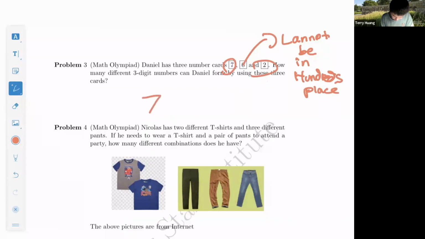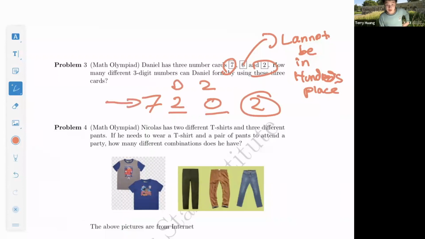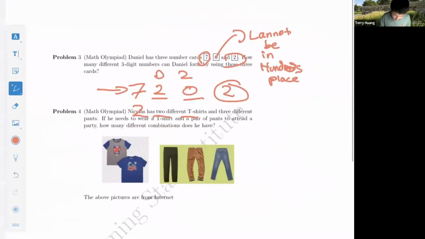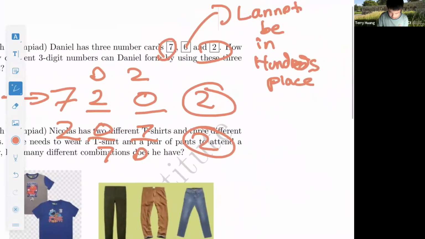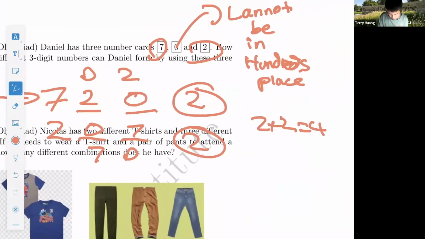So we can list out the possibilities again. 7 is in the first place, and then the remaining 2 possibilities is 2, 0 or 0, 2. So that's 2 cases for what would happen if 7 is in the front. And the other case is that 2 is in the front, so that in the remaining 2 sections, the tens digit and the ones digit, we can see that the only possibilities are 0 and 7 or 7 and 0. So that's another 2 possibilities. 2 plus 2 equals 4.